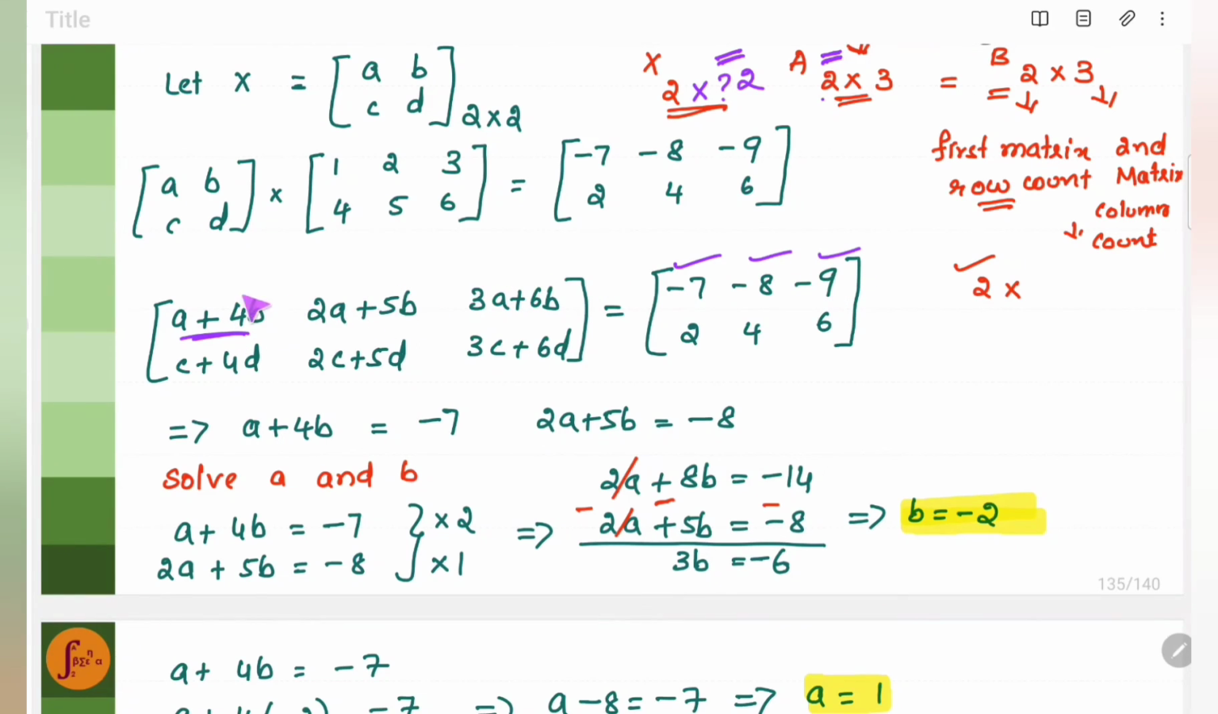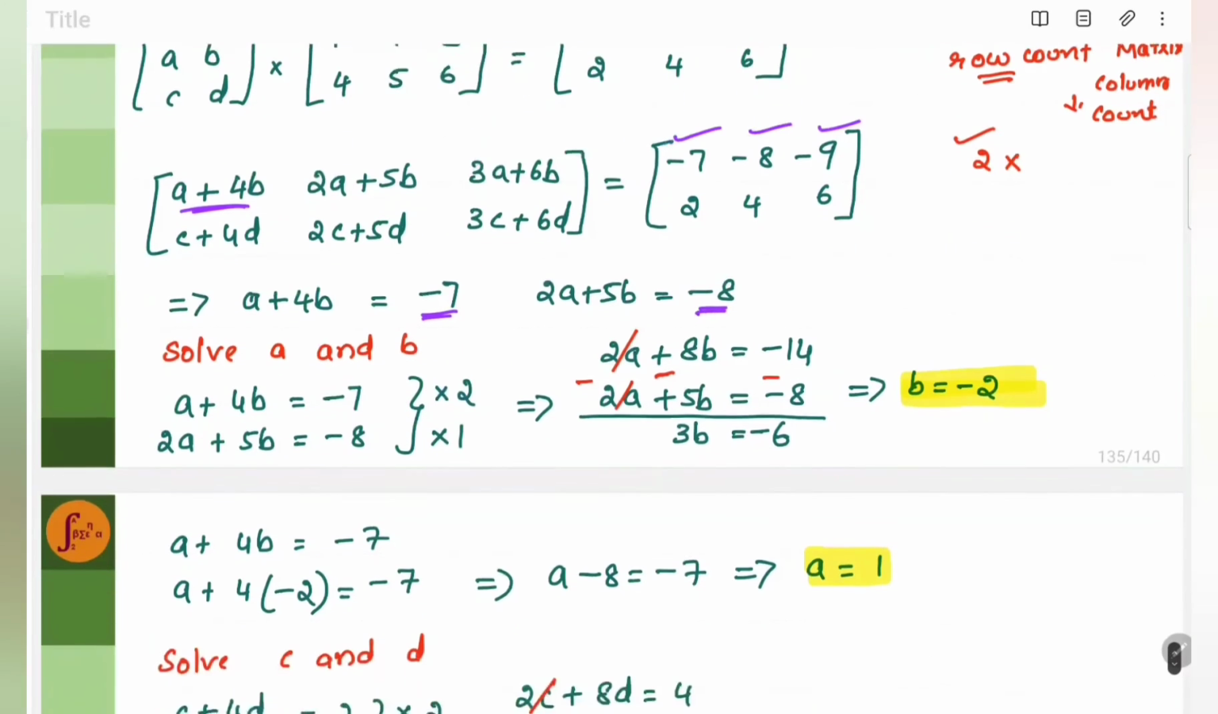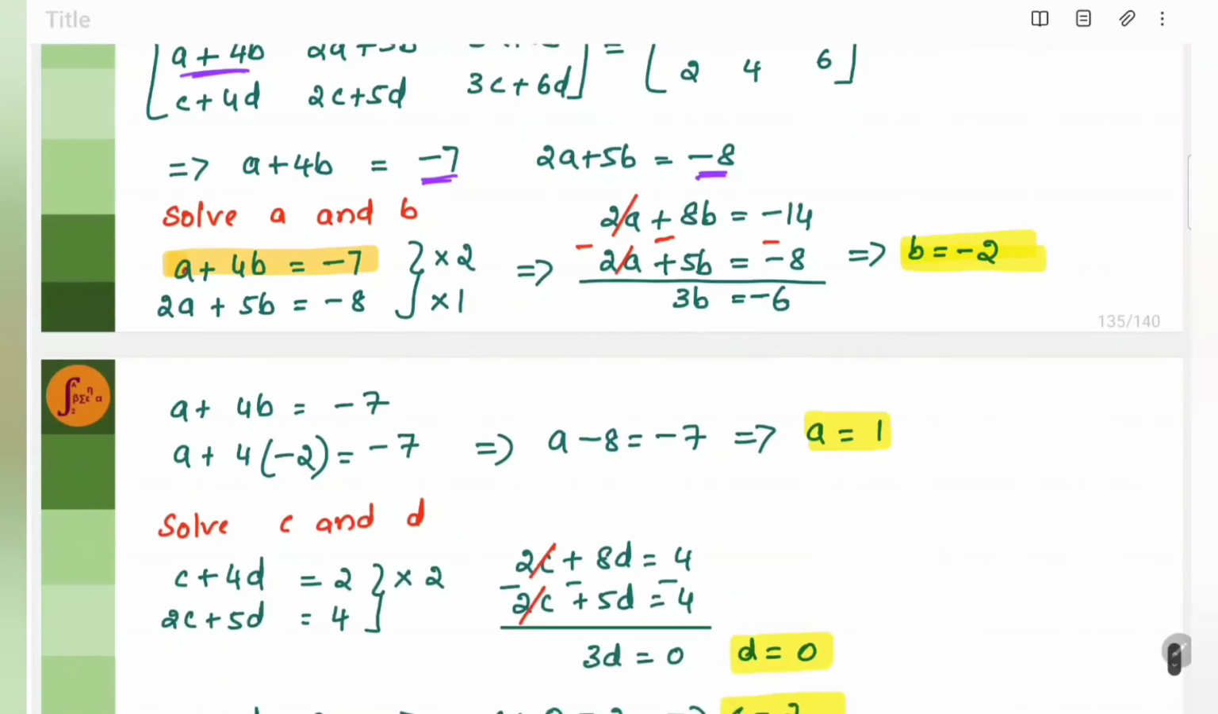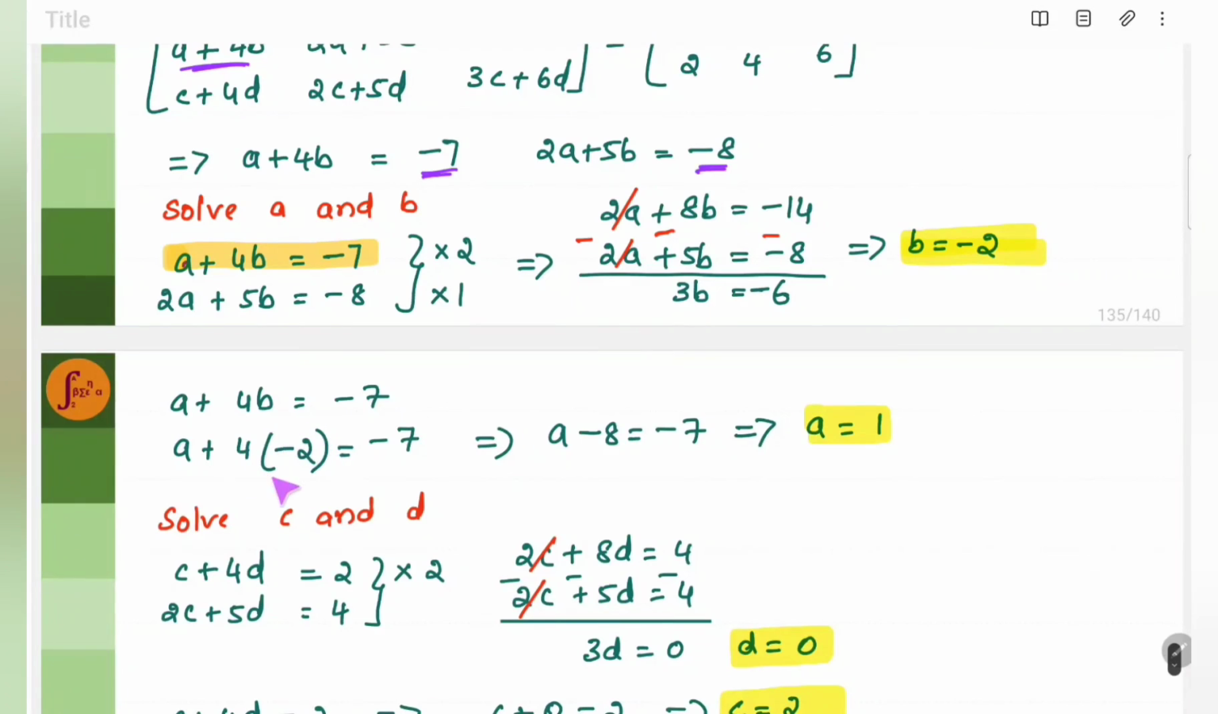So now take any two expressions, A plus 4B and 2A plus 5B, equal to minus 7 and minus 8. Solve them. A plus 4B is minus 7, 2A plus 5B is minus 8. How do you solve them? I have to find values for A and B. So I multiply this entire expression with 2, because then 2A and 2A are going to get cancelled, and thereby I can find the value of B. I'll get B as minus 2. Now once I get B as minus 2, substitute the value of B in this expression and I'll get A. So I have the values for A and B.